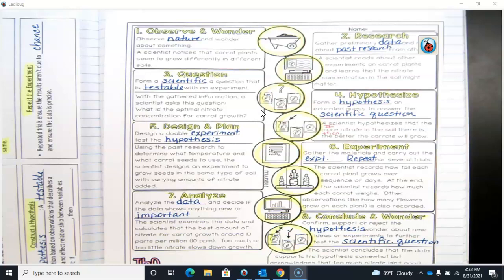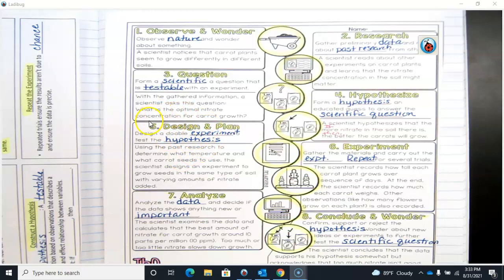Then you're going to form your hypothesis or educated guess to answer the scientific question. For example, a scientist hypothesizes that the more nitrate in the soil, the better the carrots will grow. And yes, you can put that in an if-then statement. If more nitrate is added to the soil, then there will be more growth.